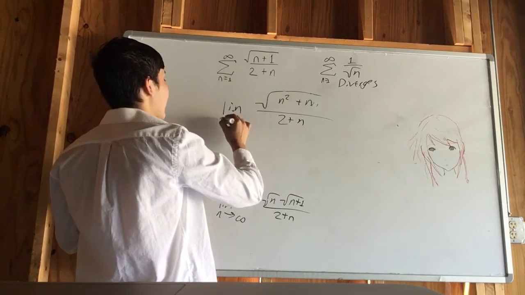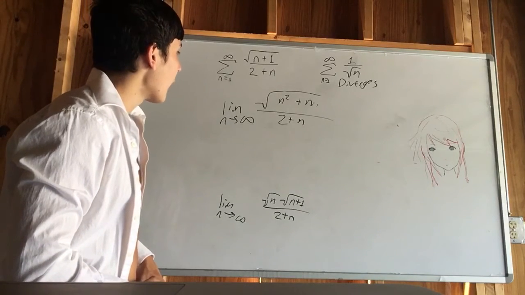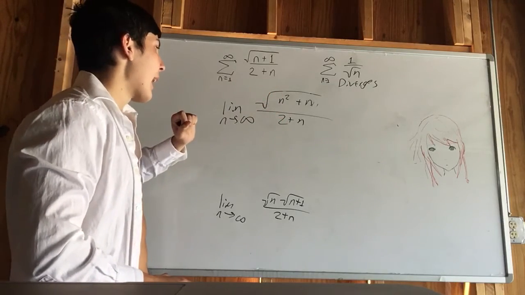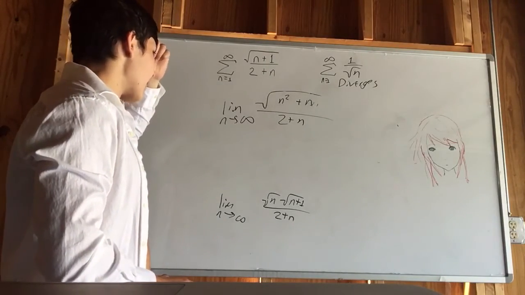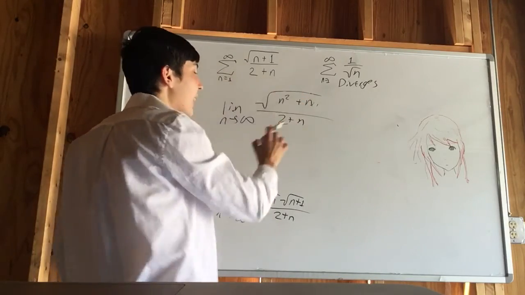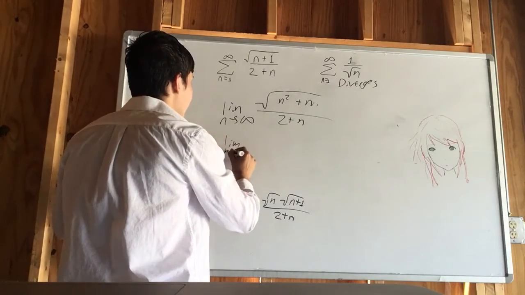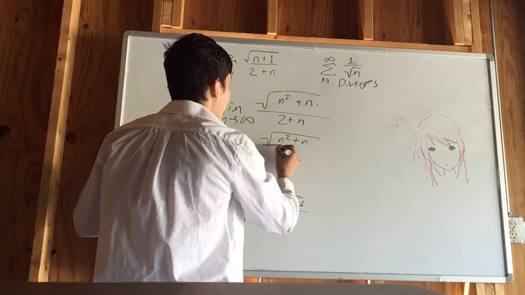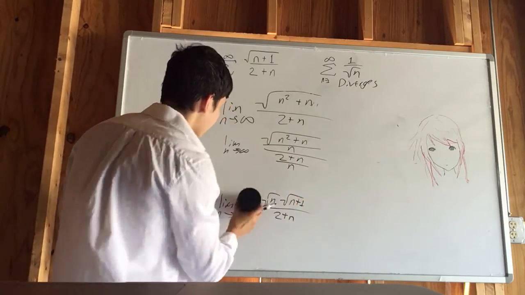This is the limit as n approaches infinity. Okay, now what do we have? Well, we can look at what is the greatest power here, and then divide by that, because that's what we tend to do when we have this, right? So we can divide by n, because we have n here. You square root the squared, that would give you n, and this is n. So let's divide everything by n. Limit as n approaches infinity, and we have square root of n squared plus n over n, 2 plus n over n.